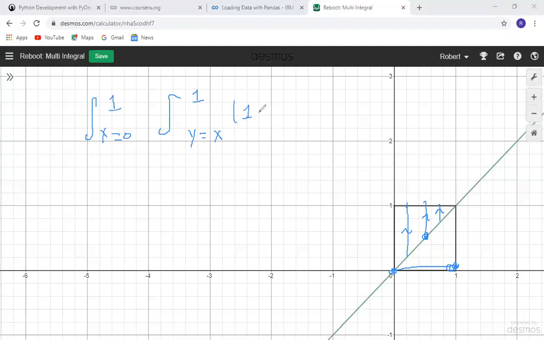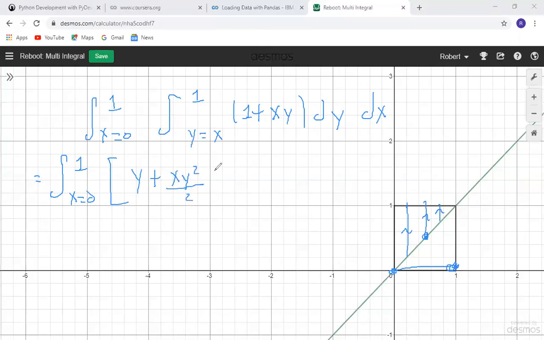And the function that we're integrating is 1 plus xy dy dx. Okay, the antiderivative of 1 plus xy with respect to y is y plus xy squared over 2, and we're going from y is equal to x.